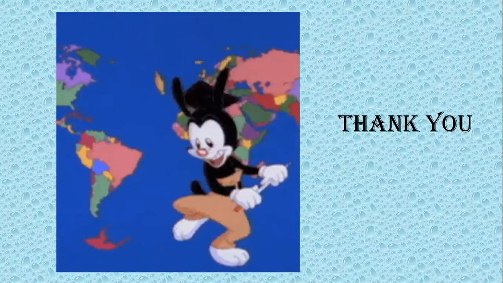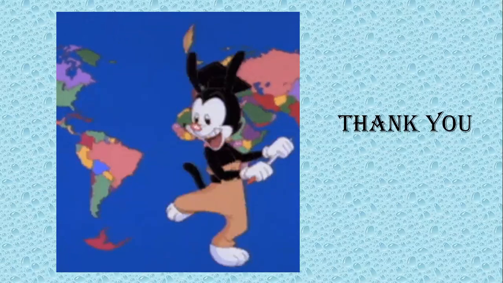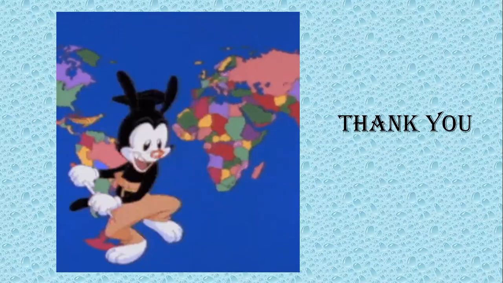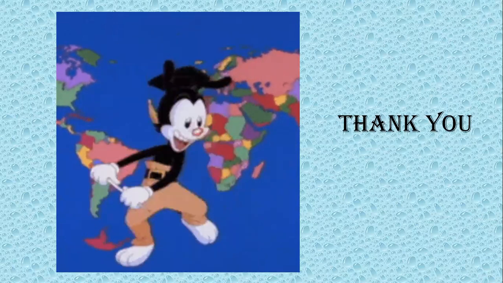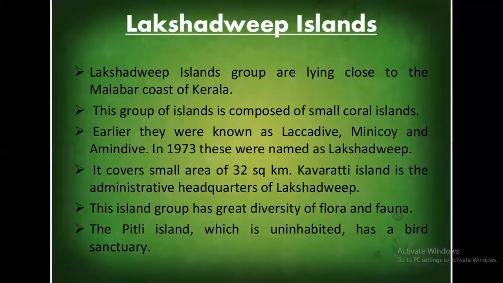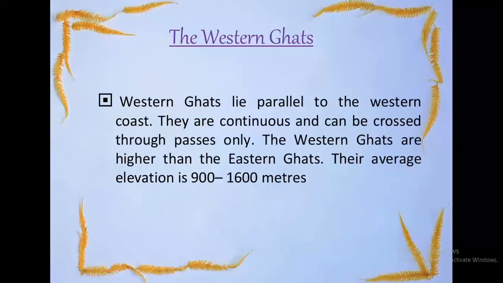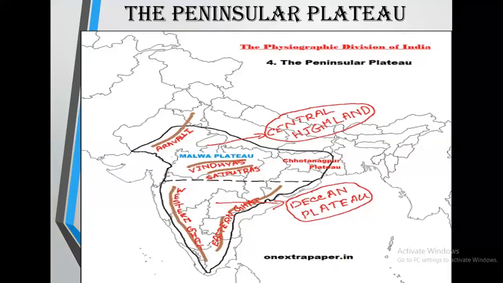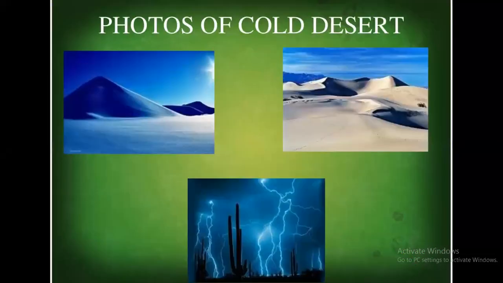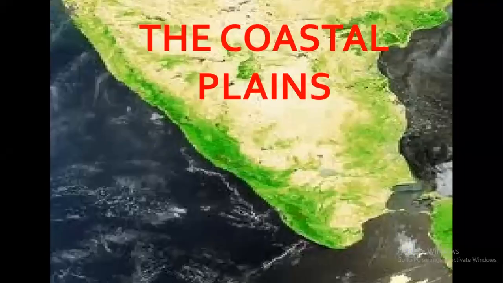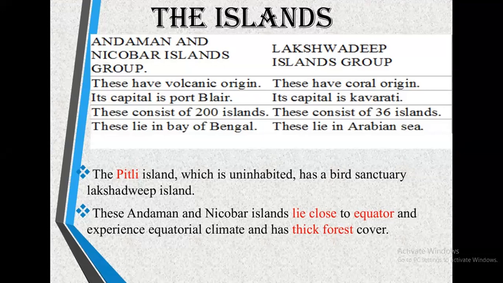So in the first chapter, we have learned how India, Australia, South America, South Africa, and Africa were together in Gondwana land, how the drift happened, and how they separated. We learned the formation of fold mountains, the Himalayas and Shivaliks, then the northern plains of India. Then we saw the peninsular plateau, with the central highlands and Deccan plateau, the Great Indian Desert, hot and cold desert pictures, and the coastal plains of India. Then we learned about the famous island groups, Andaman Nicobar and Lakshadweep.